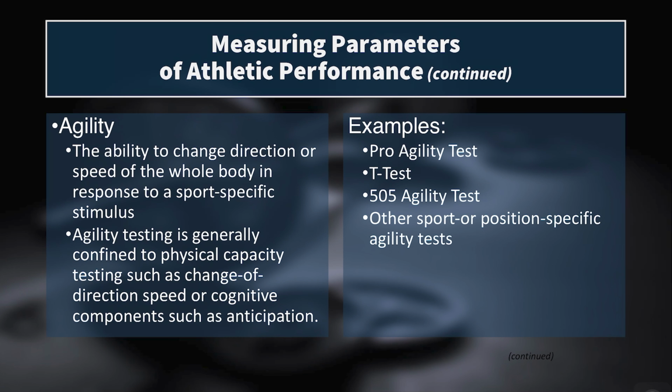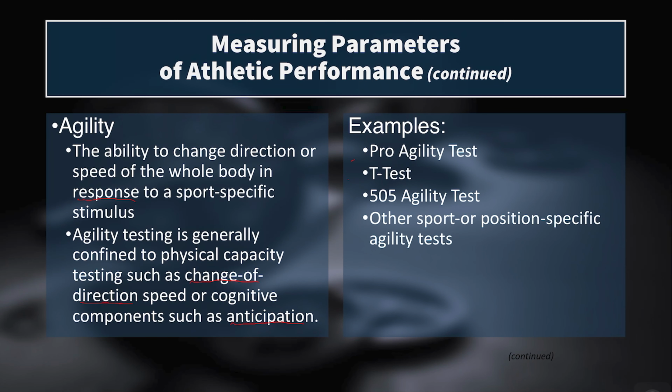Next, we have agility. Now, agility is defined as the ability to change direction or speed of the whole body in response, and response is key here, to a sport-specific stimulus. So agility testing is generally confined to physical capacity testing, such as change of direction. Change of direction and agility are not synonymous with each other. Or cognitive components, such as anticipation. So if you take change of direction ability and cognitive components, such as anticipation and reaction time, together, those two things create agility. Agility and change of direction are not synonymous.